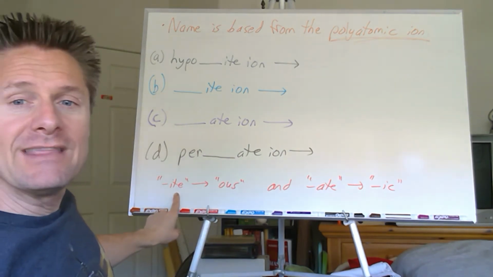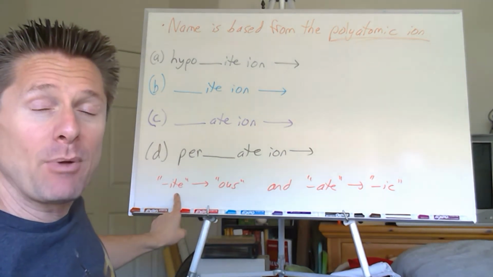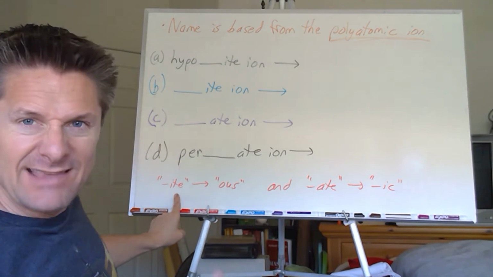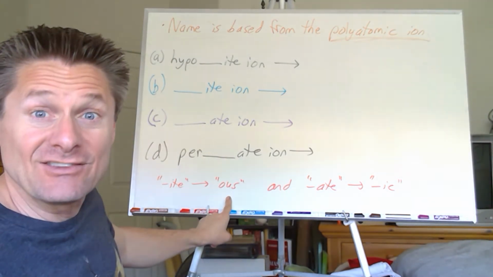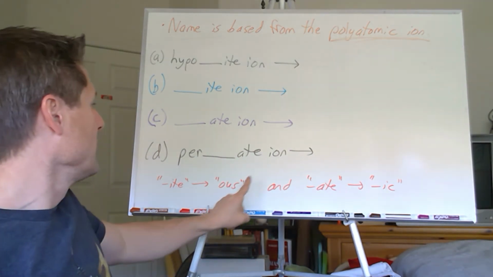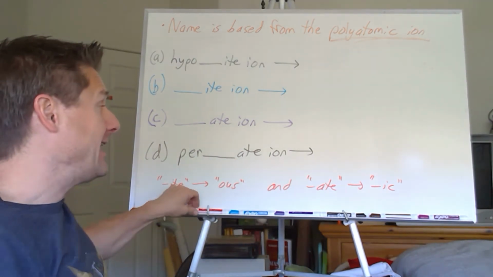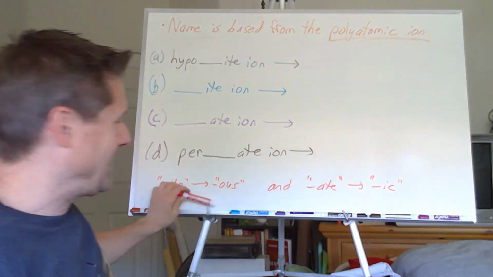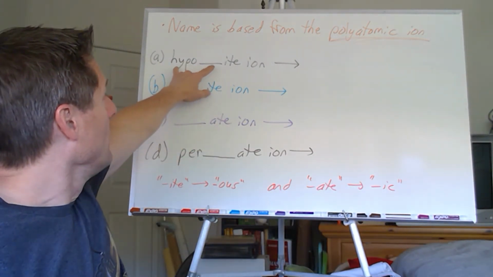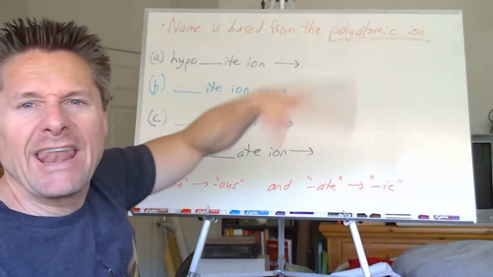So anytime you see the ite suffix in a polyatomic ion inside of an acid, it changes to ous in the acid. So ite goes to ous. And if you have an ate suffix, that converts to ic. Right? And then you'll just add acid on the end.